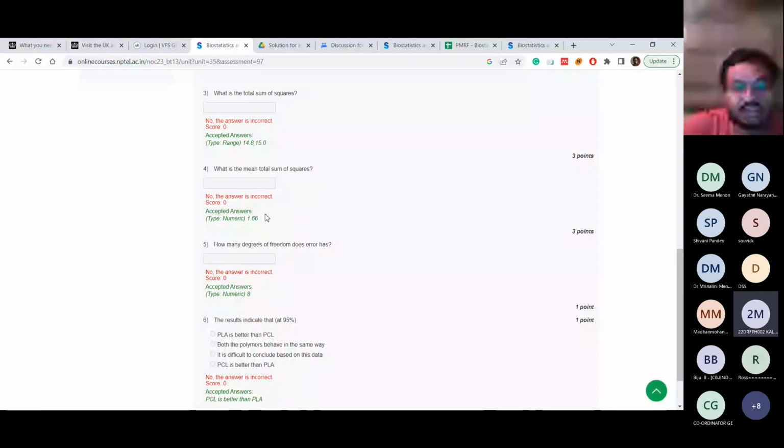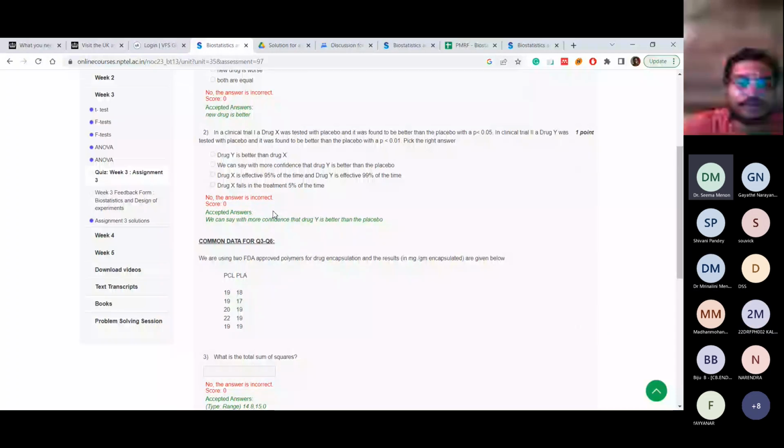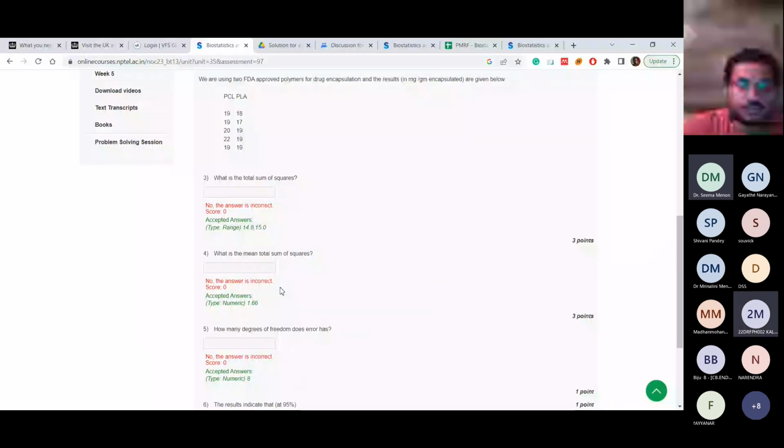Generally, they have a range kind of answer. I don't know why they don't have it for this. If there were options, it wouldn't have been a problem, but we have to type the answer. Just because of this rounding, and the question was worth 3 marks, the whole mark was gone.